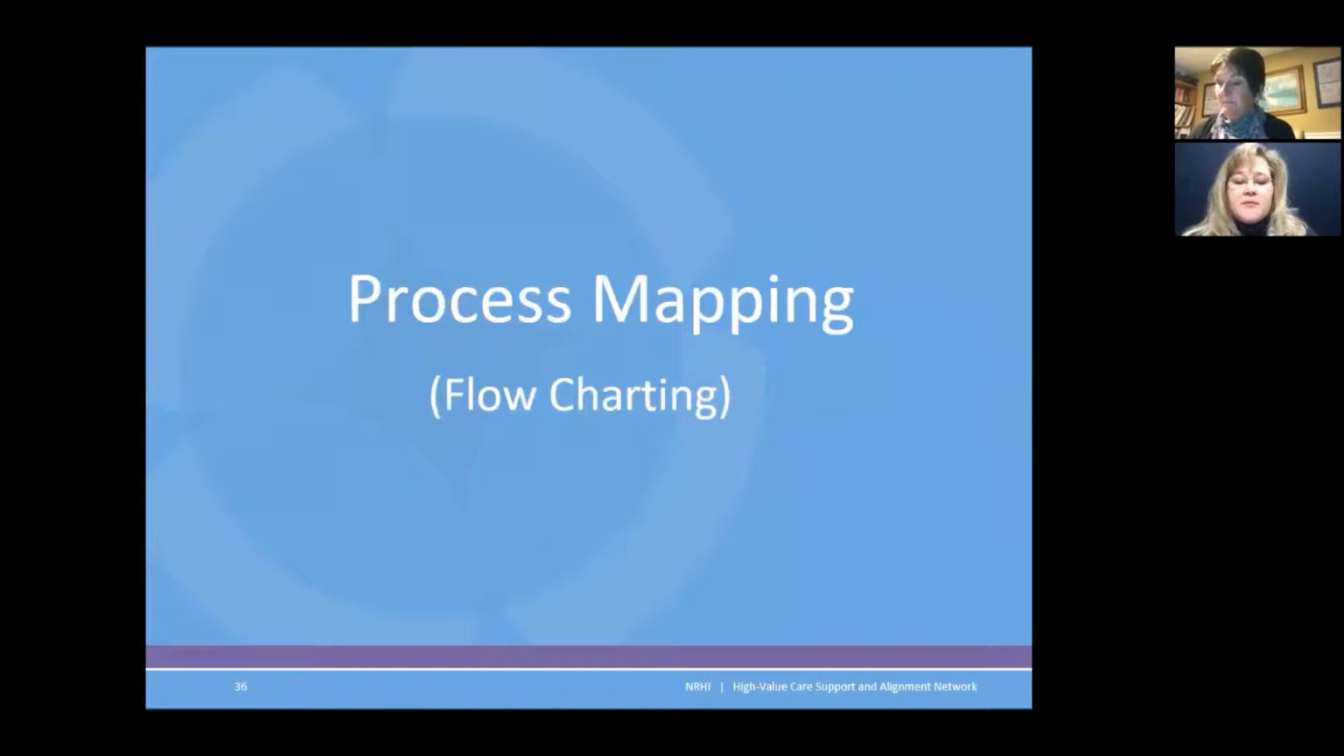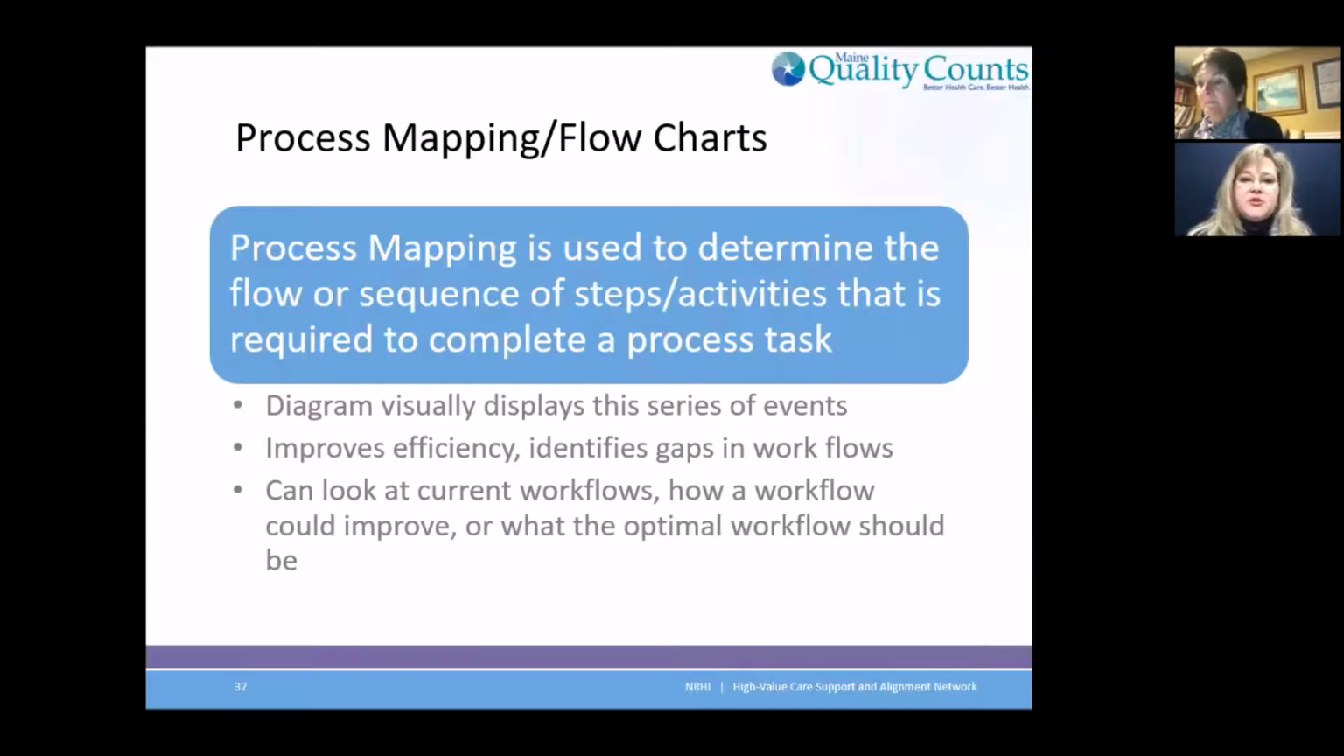So first we're going to talk about process mapping, which is also called flowcharting. And truly this is used to determine a flow or a sequence of steps and activities that is required to complete a process task. And so we have a diagram that helps us look at this visually and looks at these in a series of events. And I find that it's very helpful to look at efficiency. It helps identify gaps in workflows.